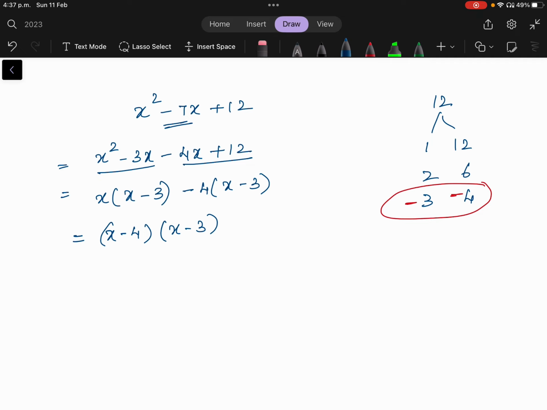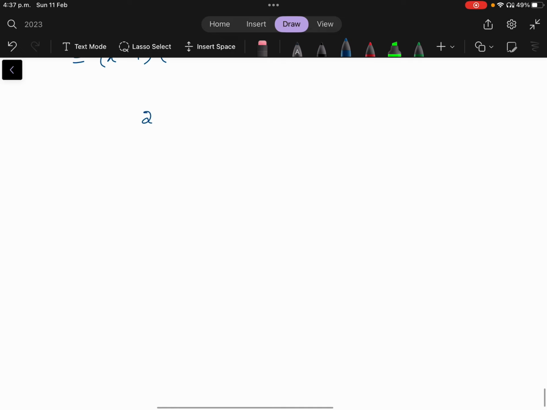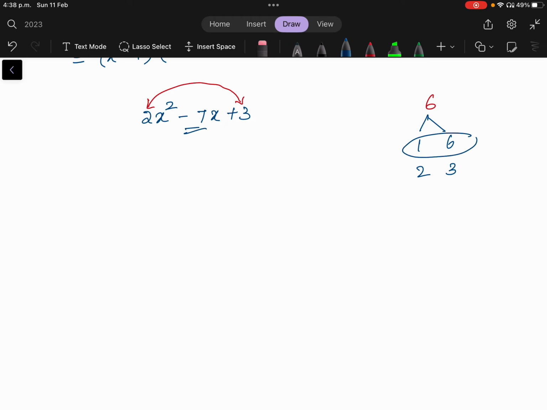Now the complexity increases when you have to work with expressions which have a coefficient on the x square. So 2x square minus 7x plus 3. Now what you should do is multiply these two numbers. 2 times 3 is 6. And then factorize it. So 6 is 1 and 6, 2 and 3. Out of which, what will give you minus 7? It is 1 and 6, and it should be negative. So it should be negative 1 and negative 6. Then I can write this as 2x square minus 1x minus 6x plus 3.